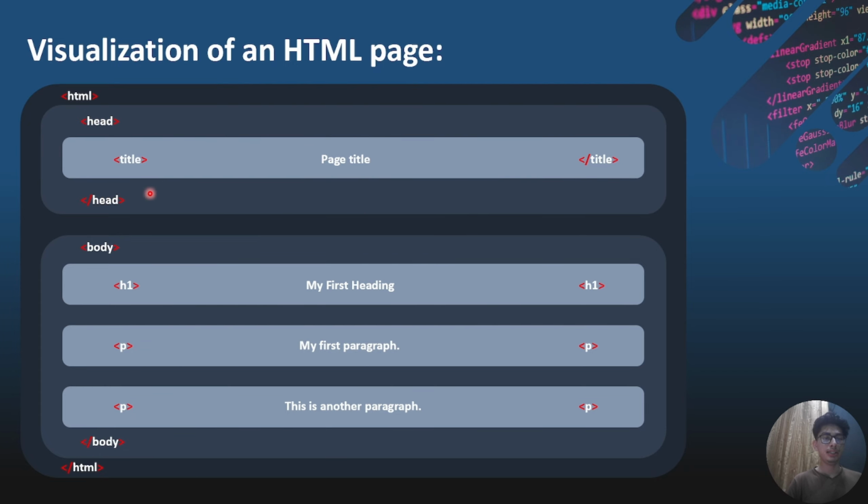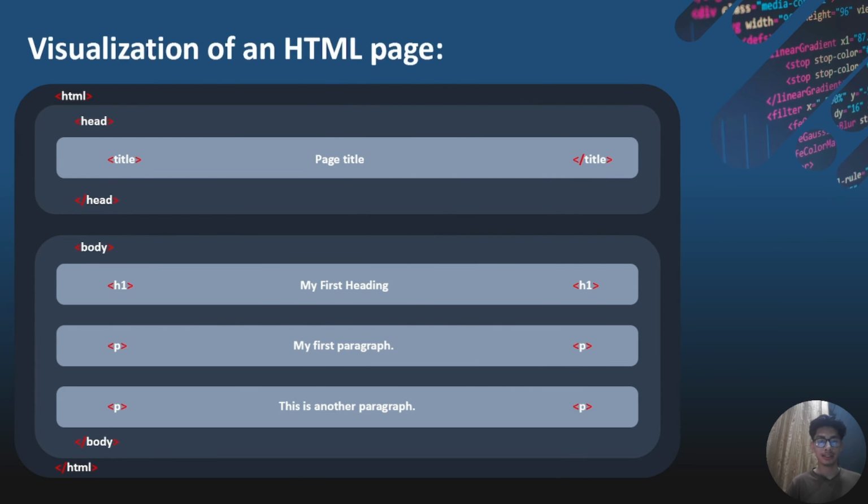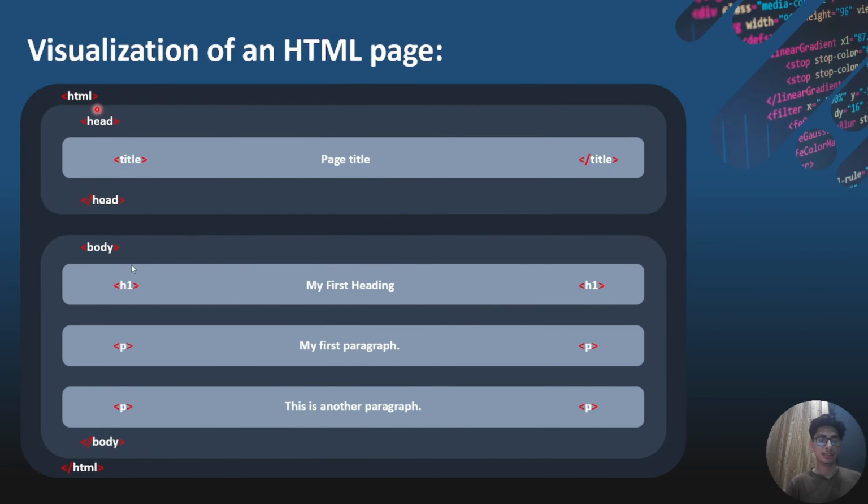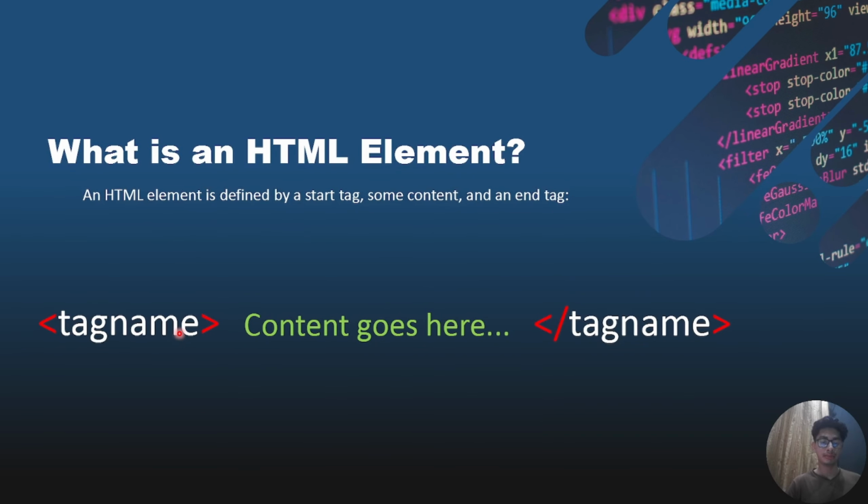Okay, what is an HTML element? An HTML element is defined by a start tag, some content, and then an end tag. So let's say we have an h1 tag. See, we have a start tag, then we have an end tag, and then we have the content in between it. Just like here, some tag name and content in between, and some end tag.